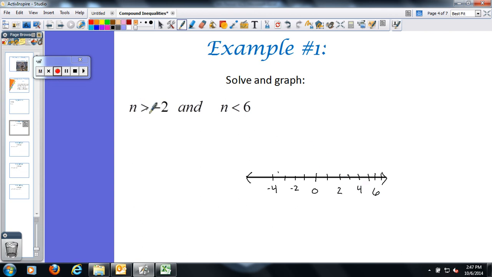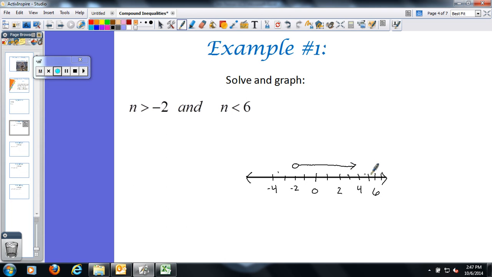So the first one, n is greater than -2. This is an open circle because there's no equal line underneath it. So I put an open circle at -2. Greater than, -4 is less than -2. So 0 is greater than -2. So I'm going to graph towards 0.